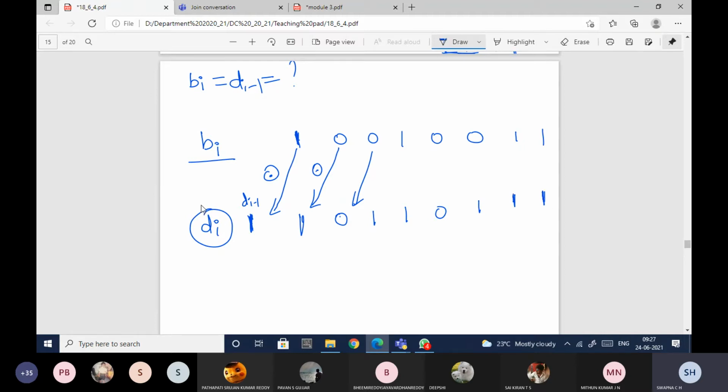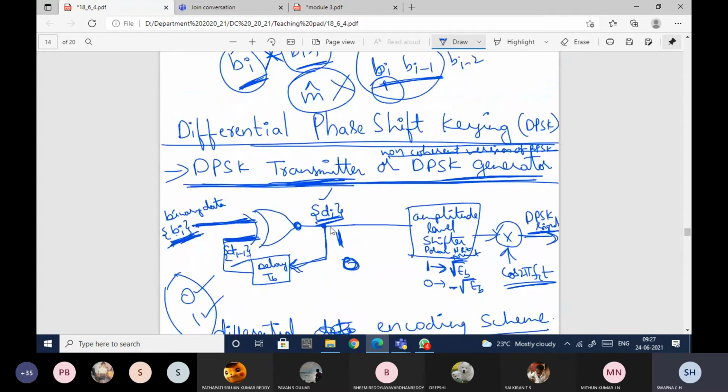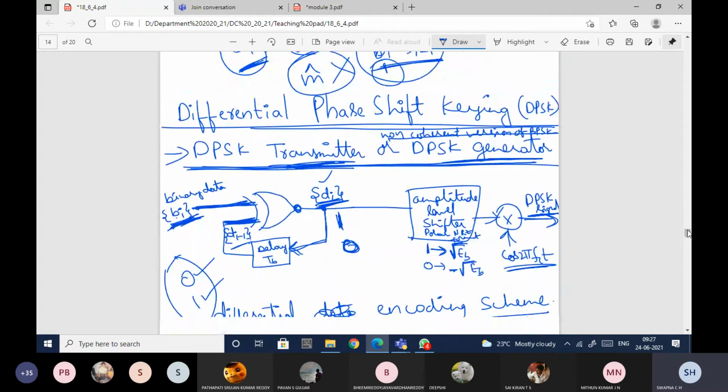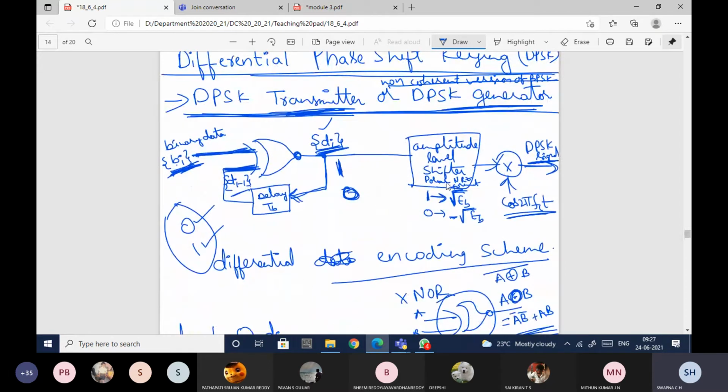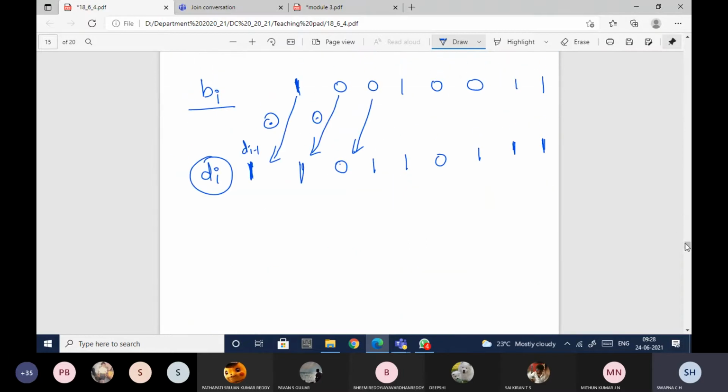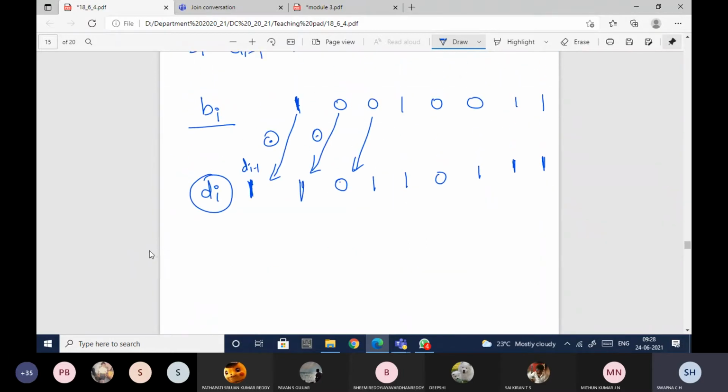So this is what your di data is. As you know, this is polar NRZ: if I have a 1, it will convert to root Eb, which means no phase shift. If I have a 0, it becomes minus root Eb, so there is a phase shift of pi, or 180 degrees. So here I need to mention the transmitted phase.